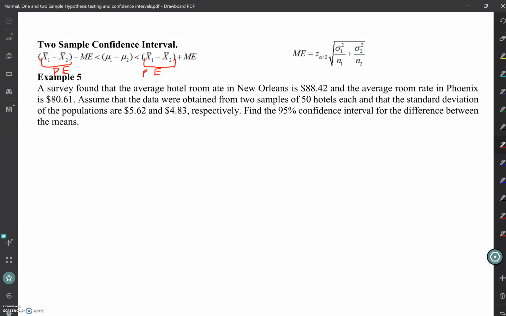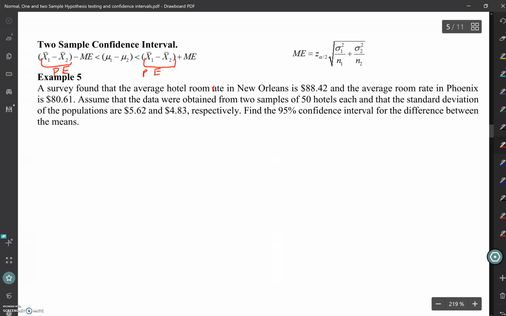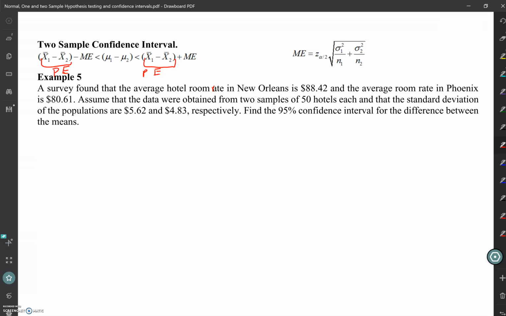Because that does give us a little bit of a difference. So a survey found that the average hotel room rate in New Orleans is $88.42, and the average room rate in Phoenix is $80.61. Assume the data are obtained from 2 samples of 50 hotels each, and the standard deviation of the population is 5.62 and 4.38, respectively. Find the 95% confidence interval for the difference between the means.